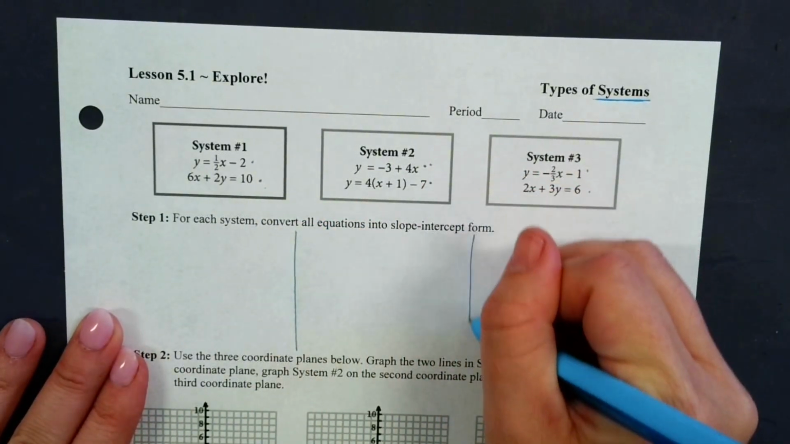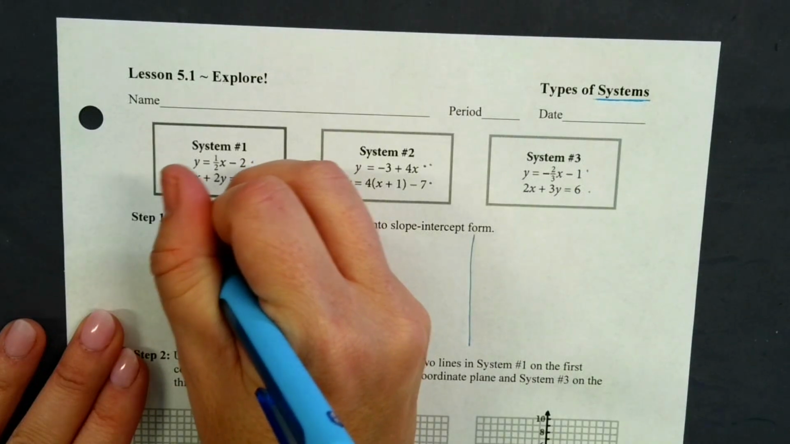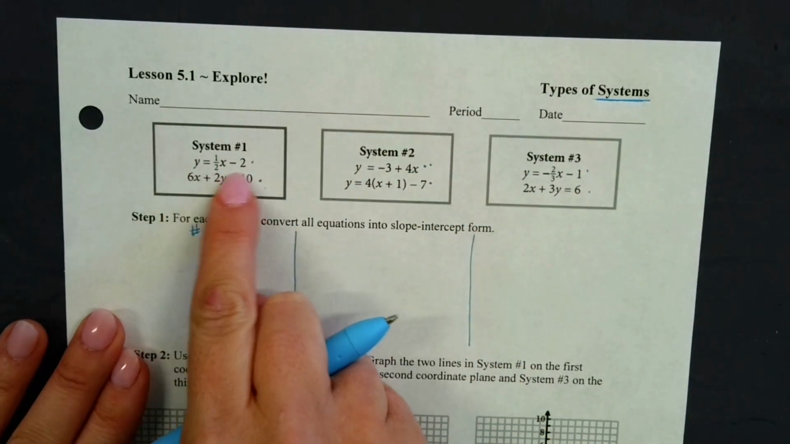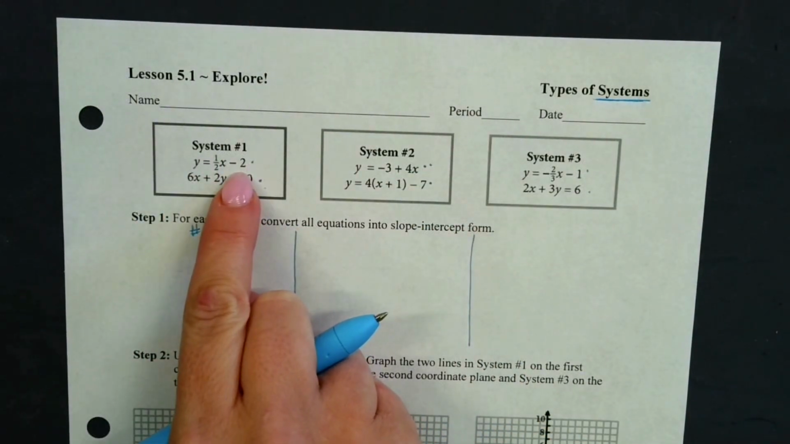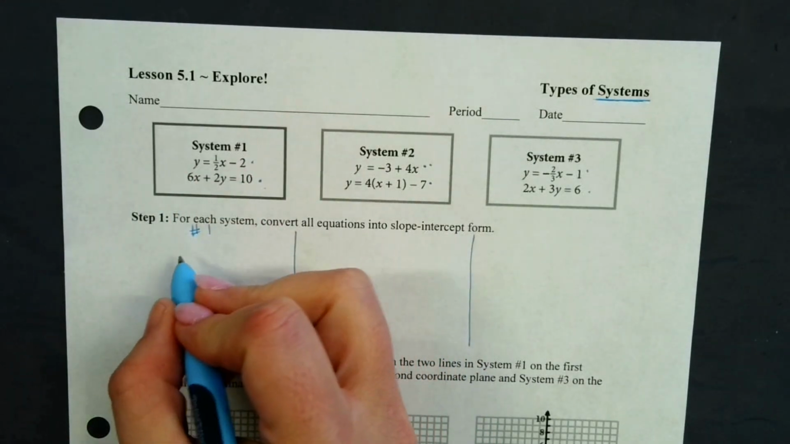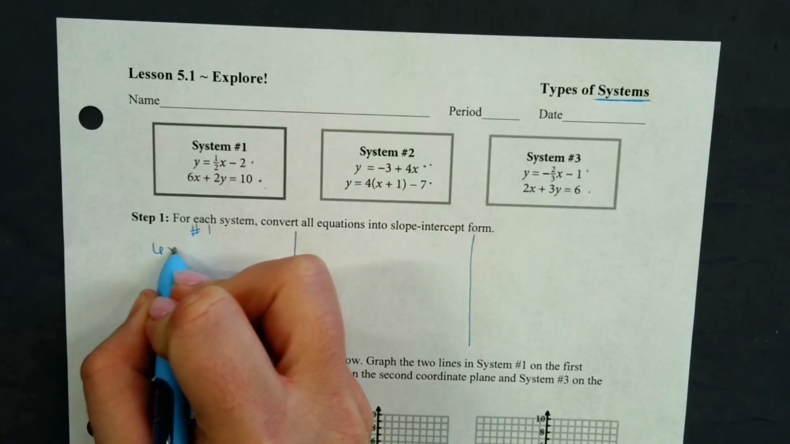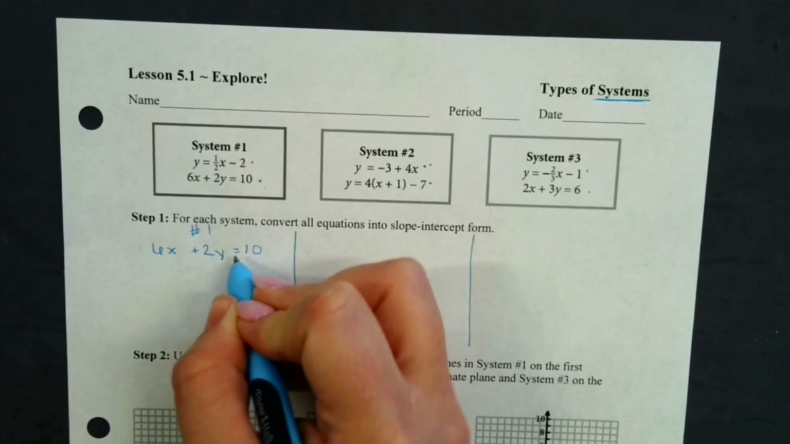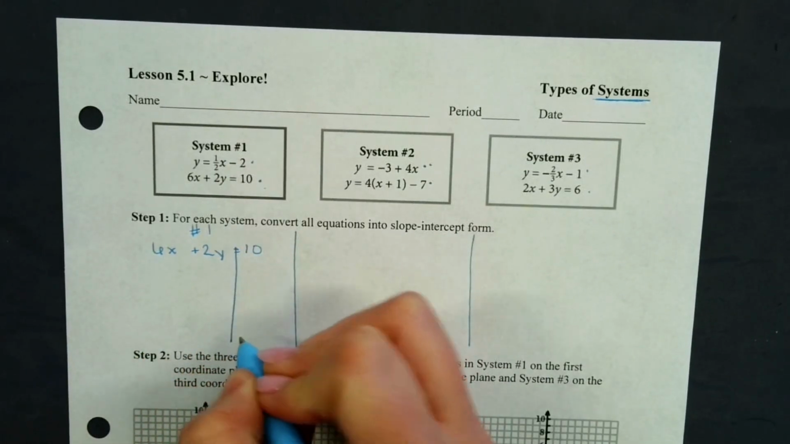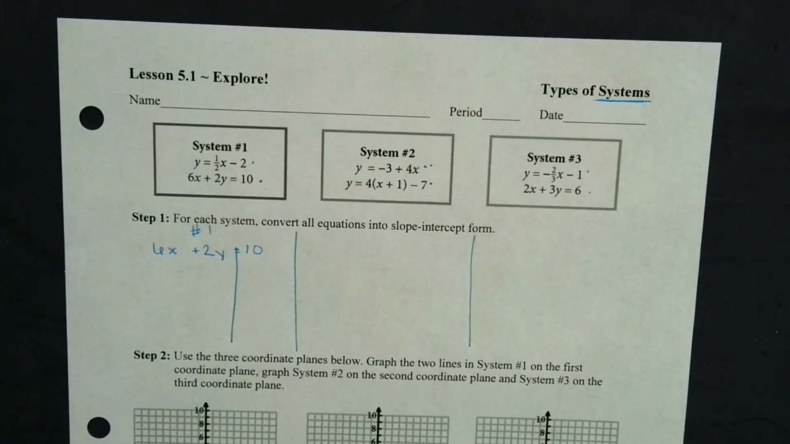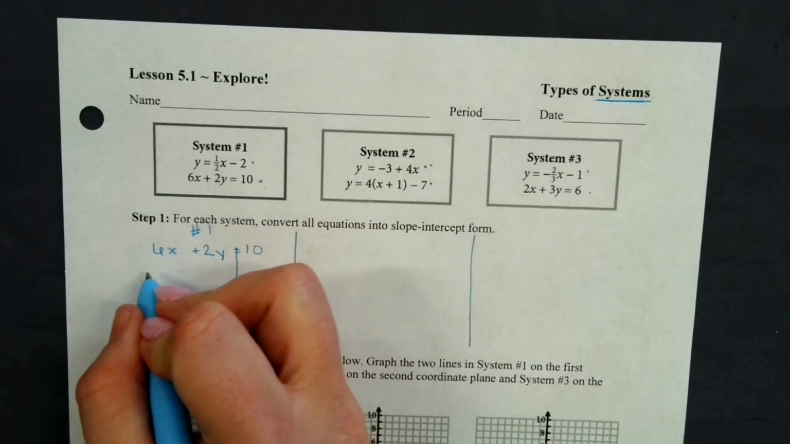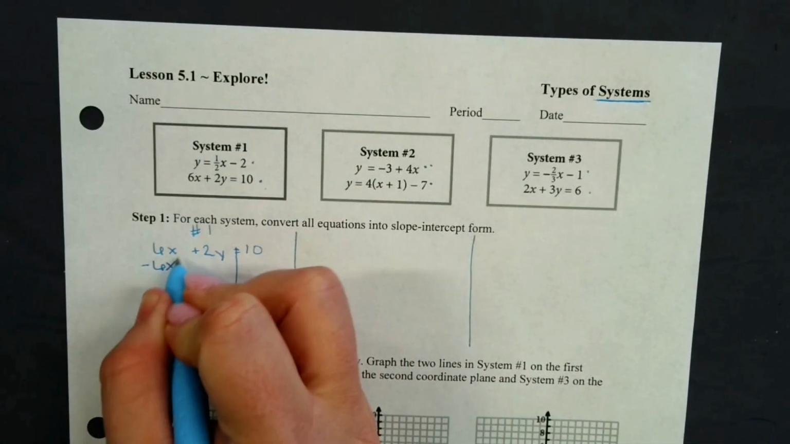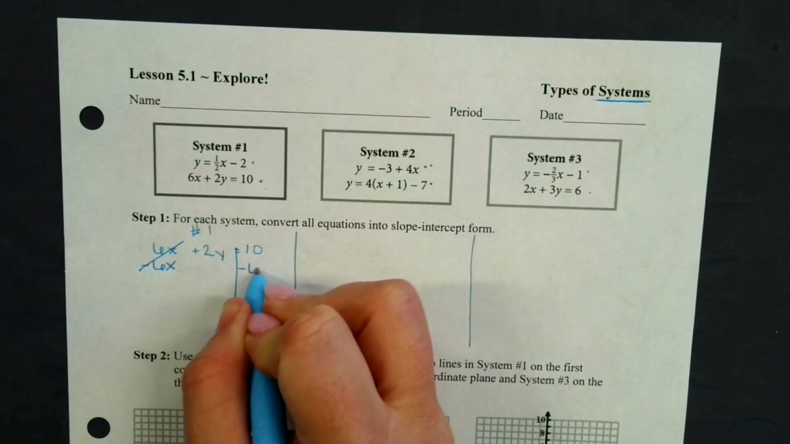So we're just going to separate this out. We've got number 1 here. Do I have to do anything with this first one? No, so I just need to convert the second one. So I have 6x plus 2y equals 10. We've got to get it to slope-intercept form. So what letter do I want on a side by itself? Y. So we're going to get rid of the 6x.